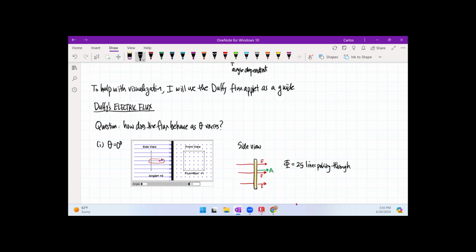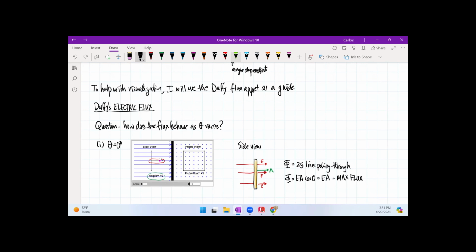Okay. So then what this tells me here is that if I apply the equation for the flux, then this will be EA. But now this angle, as we can see right here, is 0. So I get that E and A are fully projected onto each other. And this gives us max flux.